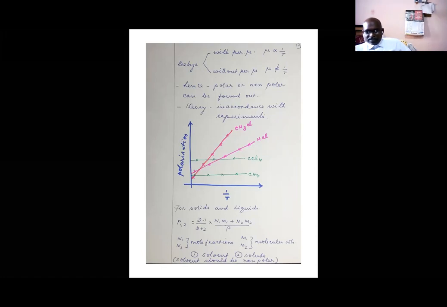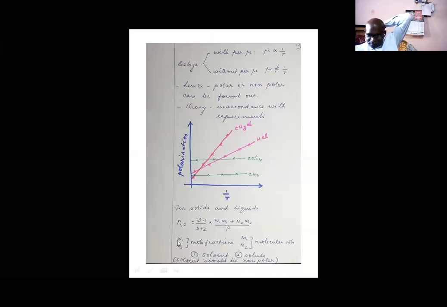But you know one thing, these are all applicable for gases. What about solids and liquids? For solids and liquids, say P1, 2, 1, 2. Normally, whenever numbers 1, 2 or A, B are given, they are for binary systems.